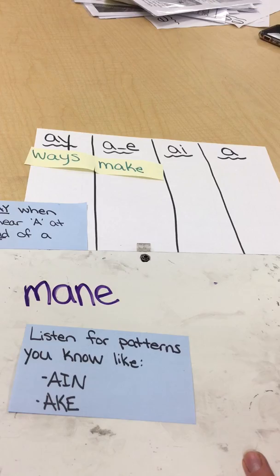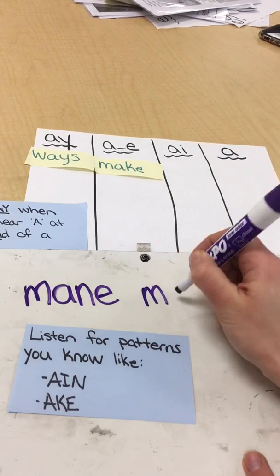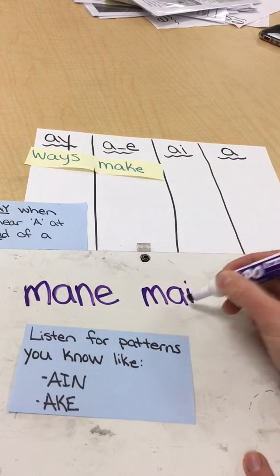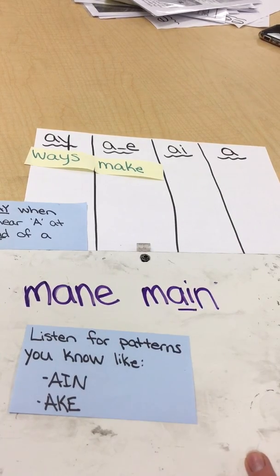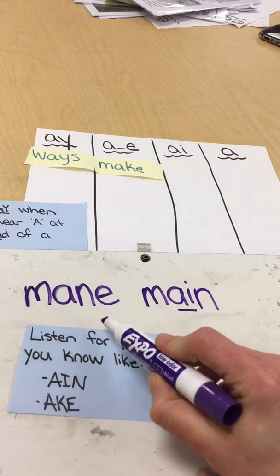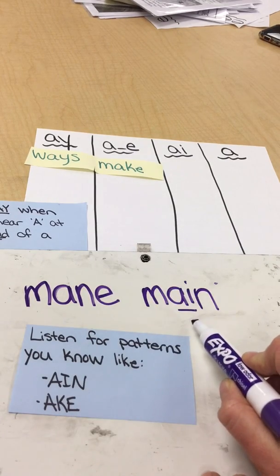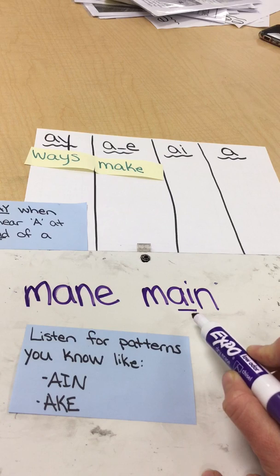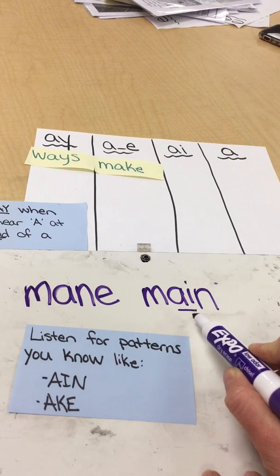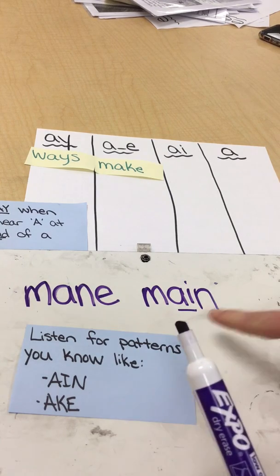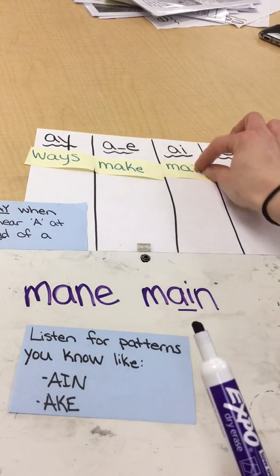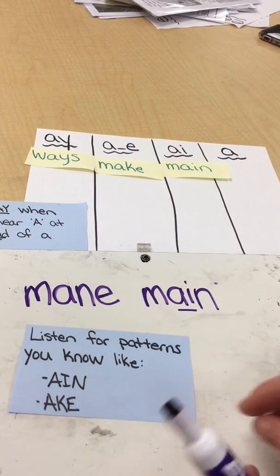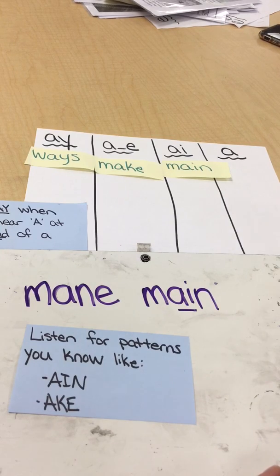Now I'm going to try the other way. A, heard the A in the middle, there's the A sound, ain, main. Now let's say I'm thinking about how I would read it in a book. If I'm talking about main character, this one looks like the correct way to spell main, or the main idea. So I know that this main, with that meaning, is spelled with an AI, making the long A sound. Let's try another one.